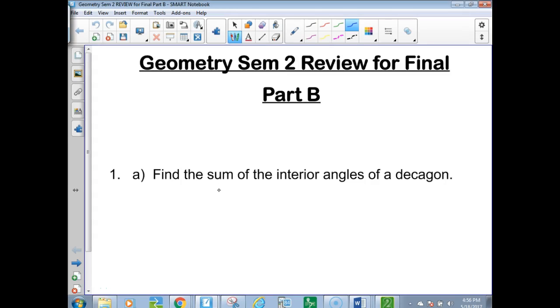Hello, I'm going to go over the Geometry Semester 2 review for the final. This is Part B for you today. Find the sum of the interior angles of a decagon.